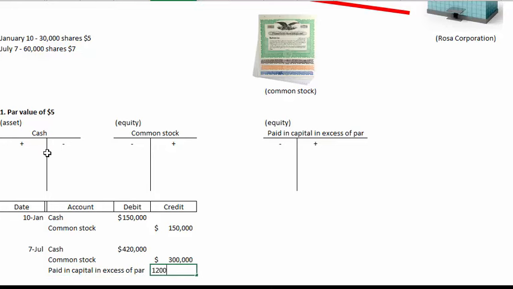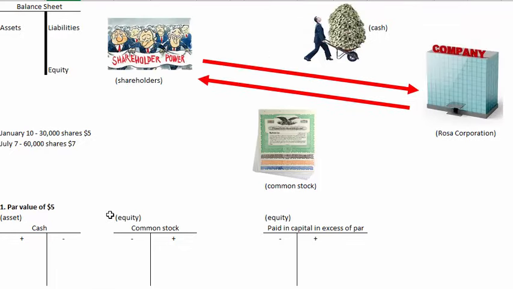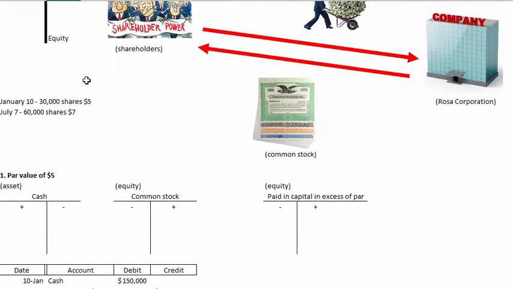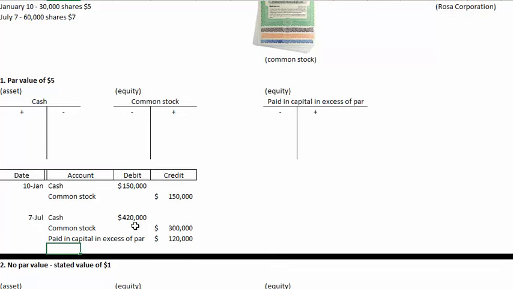It's for 120,000. So now my debits equal my credits. That's all good. This is my asset side of the balance sheet. Assets go up by 420. Equity also increases by 420 because both of these accounts are equity accounts. So that's how you journalize this transaction if the par value is $5.